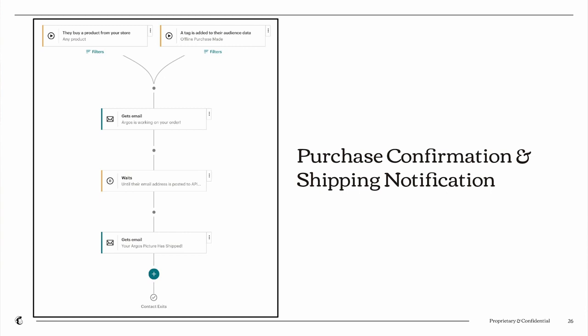This first one is a purchase confirmation and shipping notification. This sample is really just meant to show you some of the things you can do. In this example, someone has made a purchase online or offline, and you send them an email that says, Argos's paws are busy working on your order. And then you, using our API trigger, connect to your shipping vendor, and you're able to use that to trigger when they are going to send an email about when the package has been shipped or something like that.